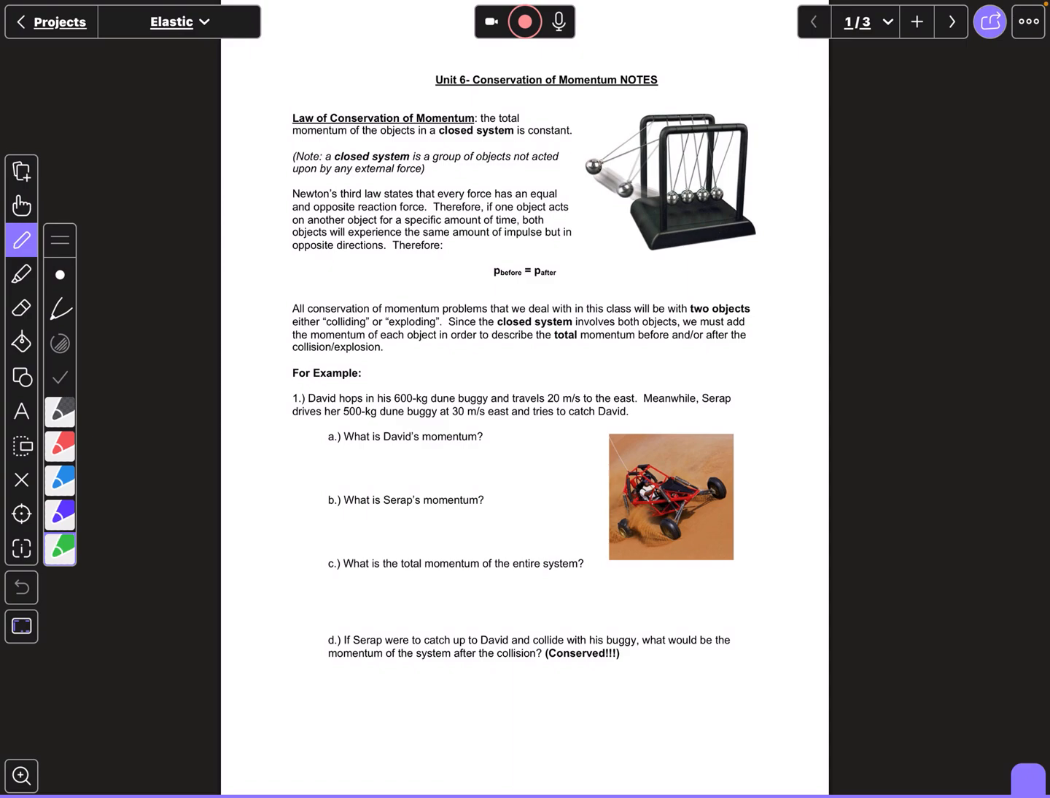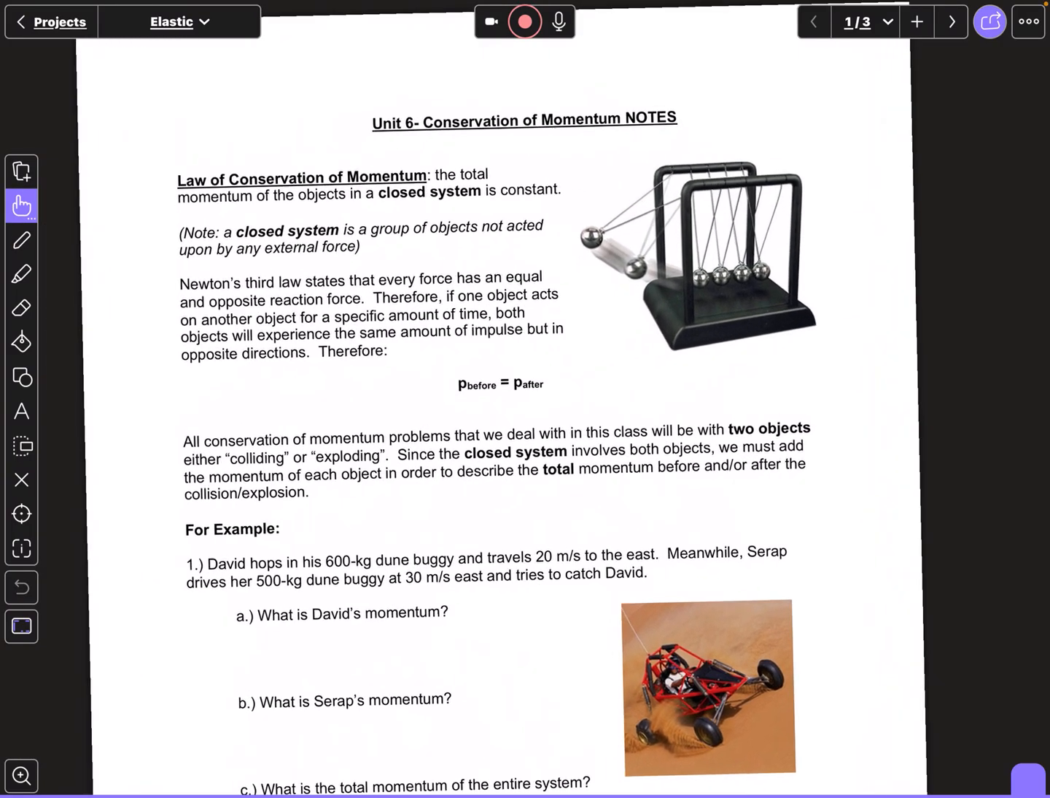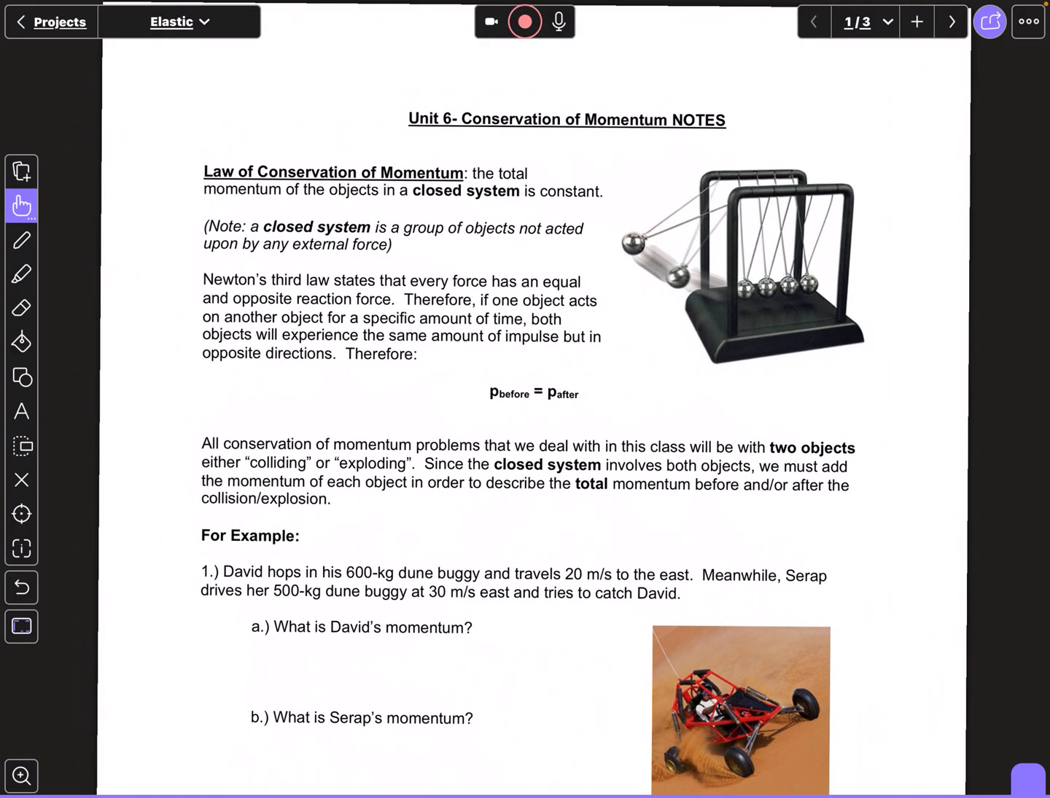Okay, so in this video, we're going to talk about the law of conservation of momentum, and also we're going to discuss elastic collisions. Now, by now, you should know the difference between an elastic collision and an inelastic collision. Elastic means that objects do not stick together, therefore their velocities are different after they collide. And in inelastic collisions, when they collide, they stick together, and the final velocity of the objects is the same.